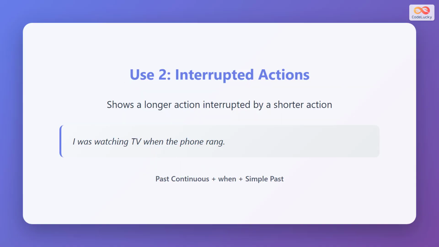The second use shows a longer action that was interrupted by a shorter action. We use the past continuous for the longer action and the simple past for the shorter action that interrupts it. For example, I was watching TV when the phone rang. Here, watching TV was the ongoing action, and it was interrupted by the phone ringing. We connect these actions with the word when.